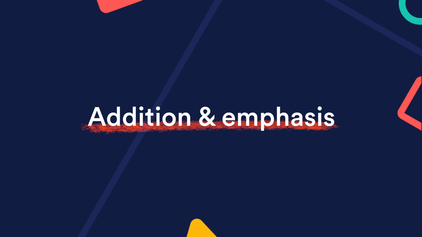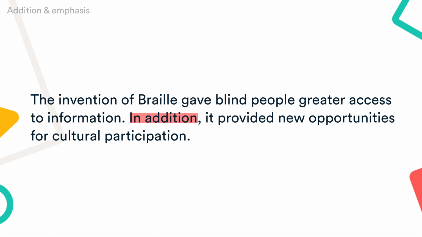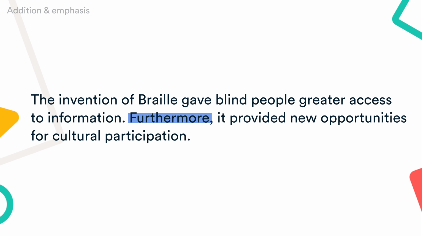Transition words can be used to show that a sentence adds to or builds on the previous one. In this example, after describing an advantage of Braille's invention, we could use a transition like moreover, in addition, or furthermore to add another related advantage.